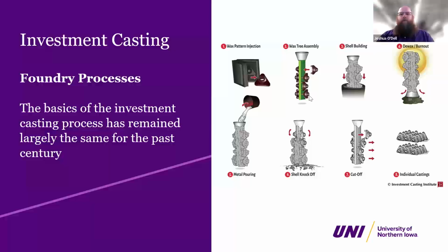Afterwards, after all the wax is burnt out, we'll let the shell dry. We'll take it to our preheating furnace. We'll get it up to temp for our metal pouring. Pour whatever metal you're pouring in, let that cool. Afterwards, we'll knock off all the ceramic. And after that, we'll cut off our castings, and then they go off to post-processing. So pretty general work. Not much more on that.